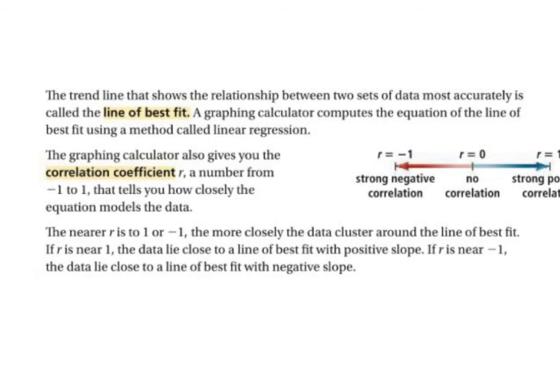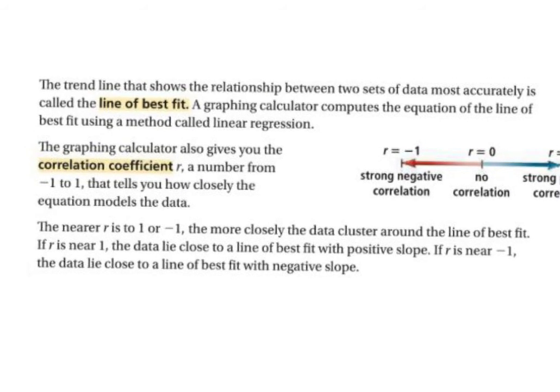Anyways, so what also happens is what's called a correlation coefficient. And that's what we'll call R. And it's a number from -1 to 1. And it tells you how closely the equation models the data.